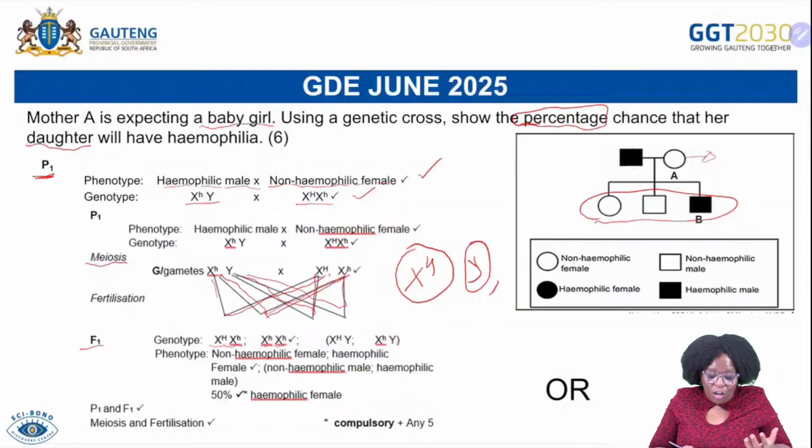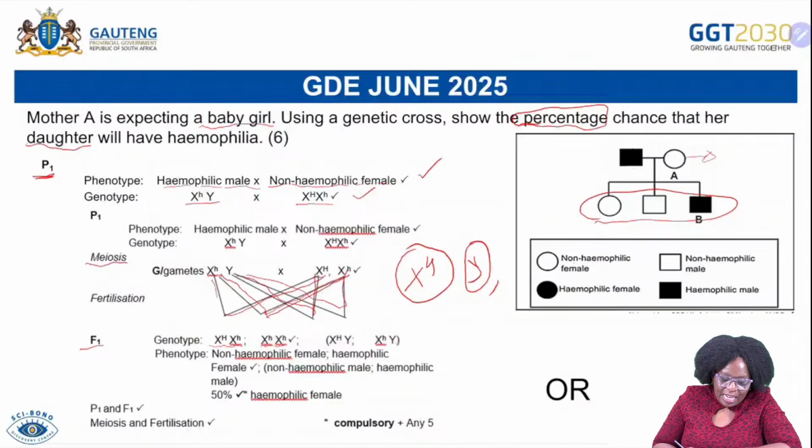Now, the phenotype that we have at the end is that we have got a non-hemophilic female, we've got a hemophilic female, we've got a non-hemophilic male, and a hemophilic male.